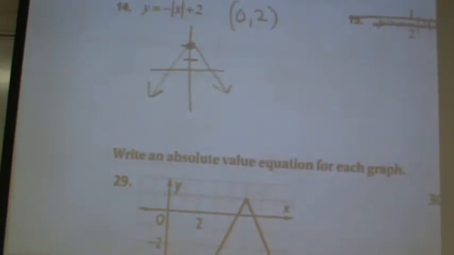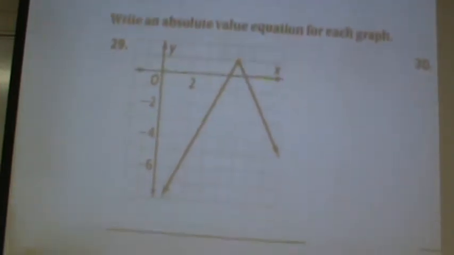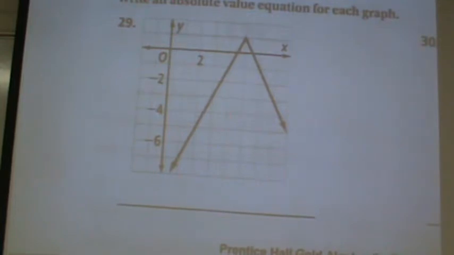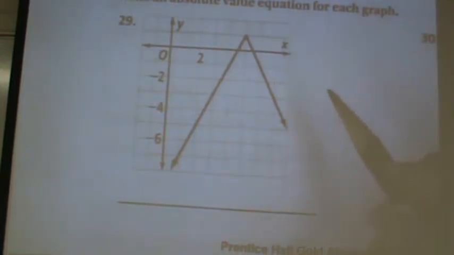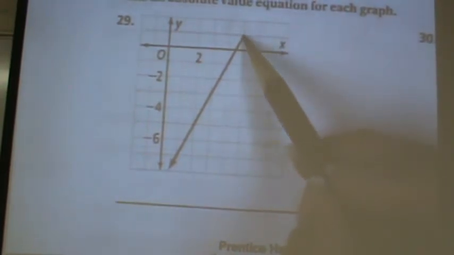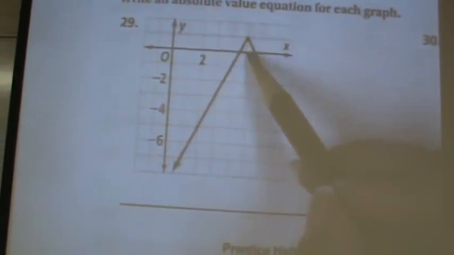I'm not doing pictures. No, we're not gonna do it. Bracket 29. Can you give me the absolute value equation for each of these graphs? What do I first need to find? The vertex. And what is the vertex? 5, 1.